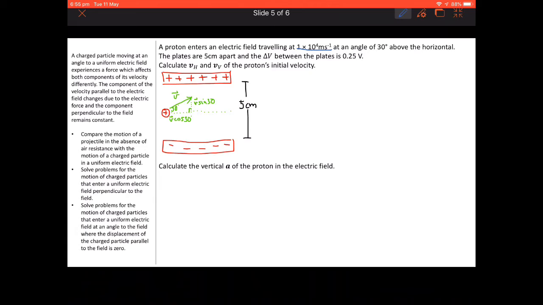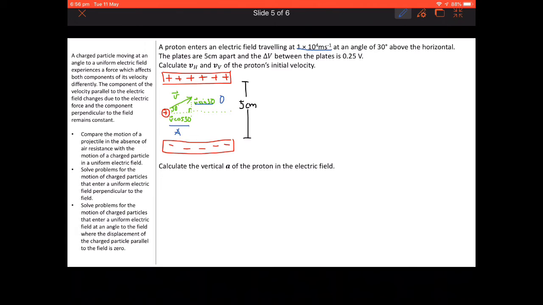Using trigonometry, I've done this in advance, we know that the horizontal component of the velocity is going to be v, or the hypotenuse, by cos 30. Because this is the adjacent side, we know that the vertical component of the velocity is going to be velocity or hypotenuse by sine 30, because this is the opposite side of the triangle.